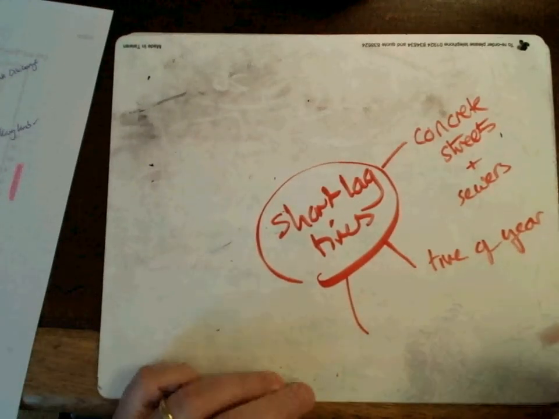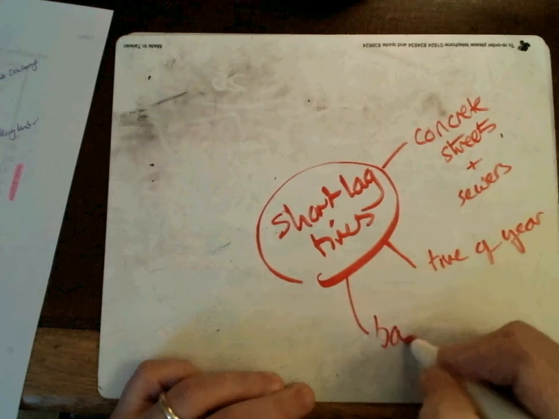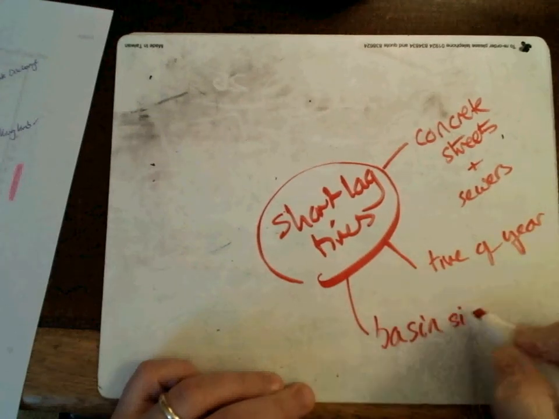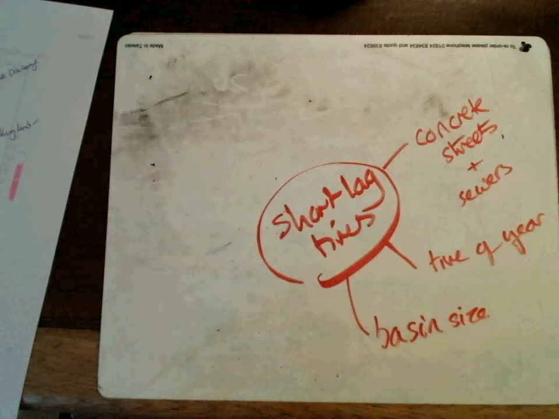Next up, basin size. If the basin is small, then there's less distance for the surface runoff to travel before it reaches the river. A simple explanation for why the river is filling up quite rapidly.